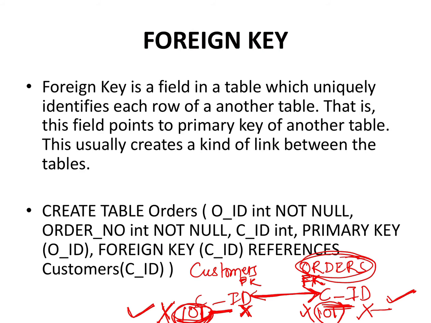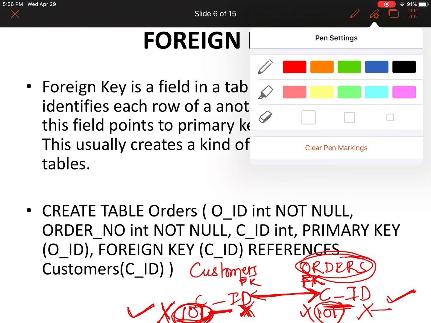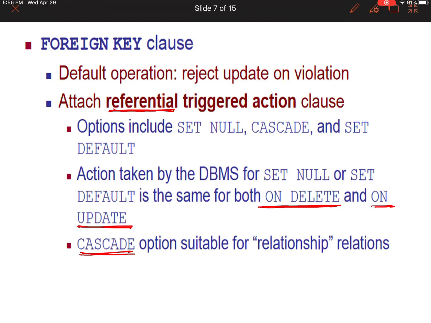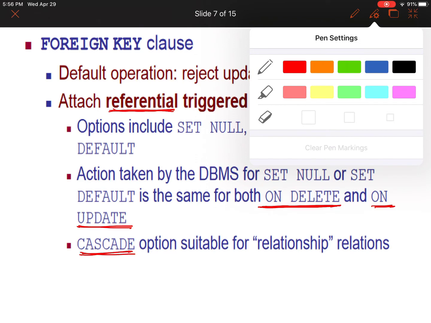On delete cascade means on delete, whatever changes you have made here should be reflected in the child table. On update also, whatever changes are made should be reflected in the child table. So this is the meaning. So this is about the foreign key concept.